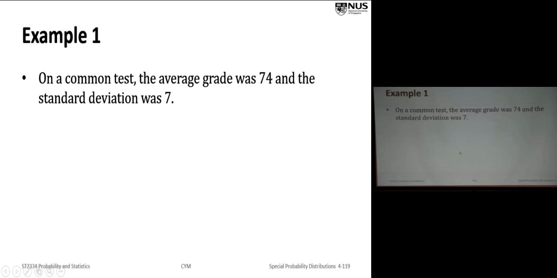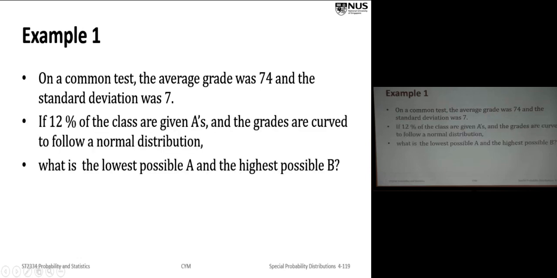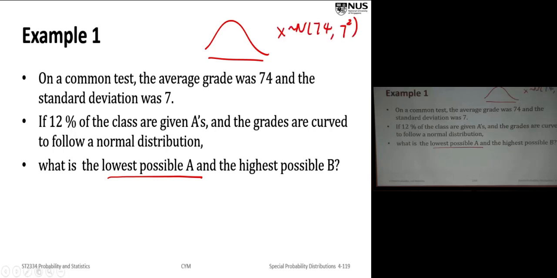Okay, so let's check how we use the normal distribution to model our problem and solve our problem. So our common test, the average grade is 74 and the standard deviation is 7. We would like to find out, if I want to give 12% A's, what should be the cutoff point? So what's the lowest possible A and the highest possible B? That means the cutoff. This value, above it, you got A. Below it, you got B. So this is the marks, x follows normal with mean 74 and standard deviation 7. Now I want to get a point such that above it is 12%, below it is 0.88. So what is this number?